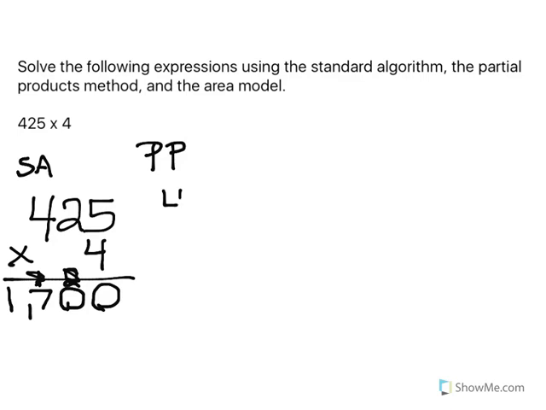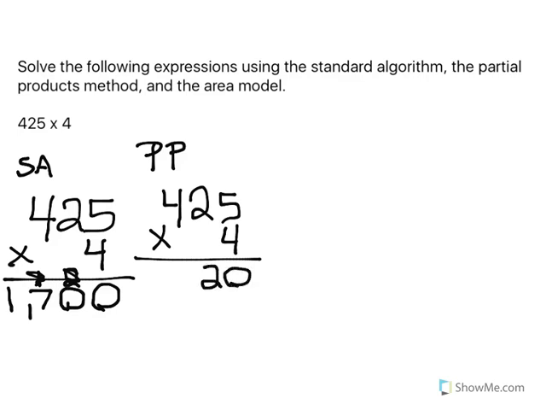Then I'm going to put P for partial product. I'm going to do 425 times 4. For this one, I do 5 ones times 4, which gives me 20. Then I'm going to do 2 tens times 4, which gives me 80.